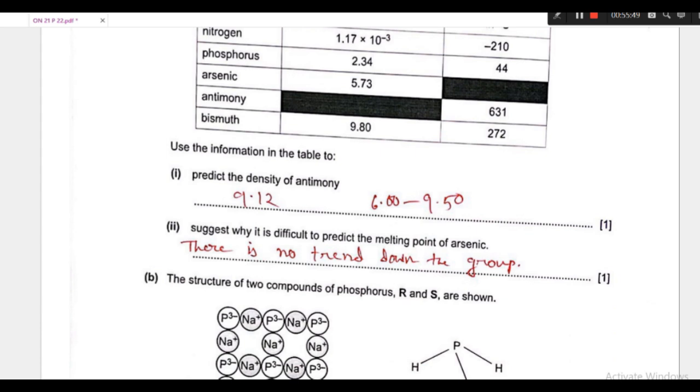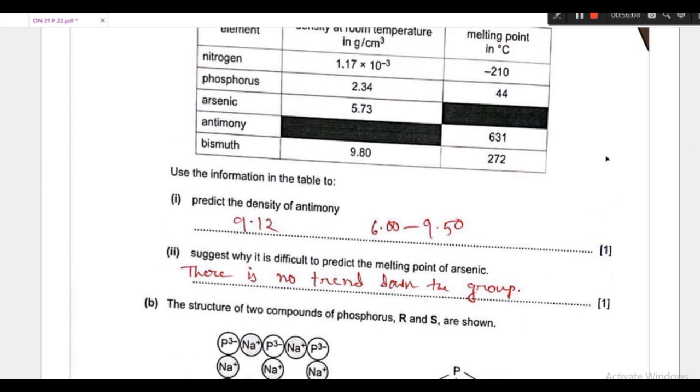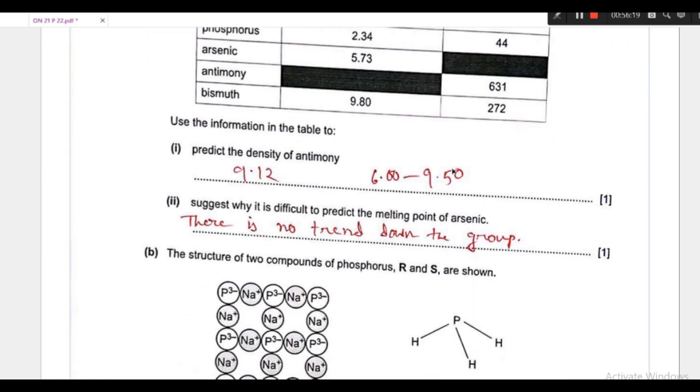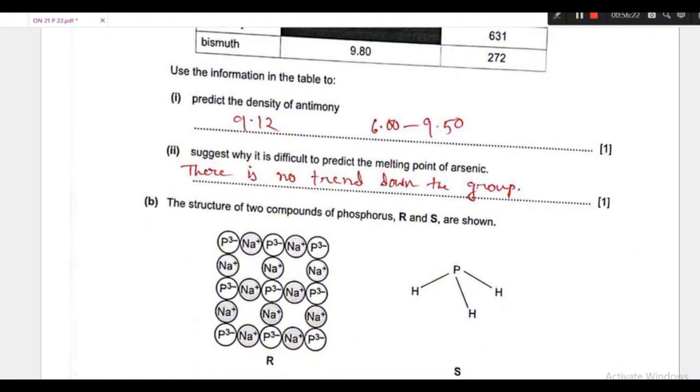Now you see, suggest why it is difficult to predict the melting point of arsenic. Answer: there is no trend down the group. No trend means it increases or decreases, but it happens both. Melting point increases but again decreases, so there is no regular trend. That's why you cannot predict. Answer will be, there is no clear trend.